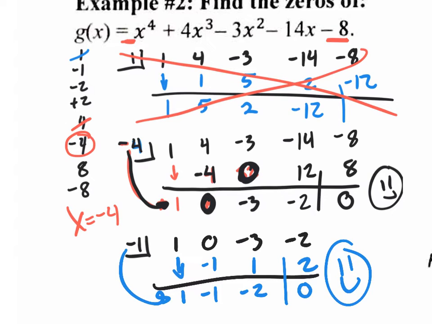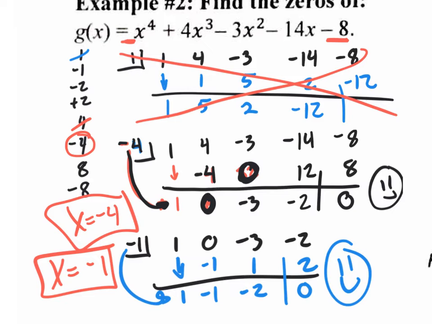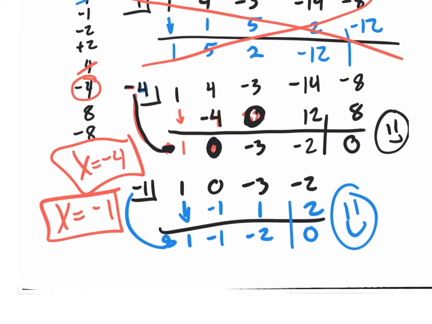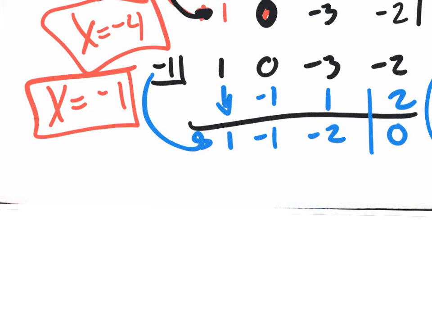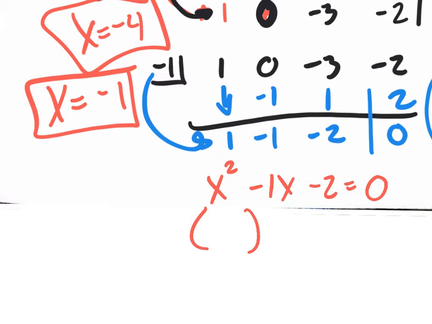So we also know that x doesn't only equal negative 4, it also equals negative 1. So now at this point, instead of continuing to test, since this is now a quadratic, I know quadratics. We factored all kinds of quadratics. Let's write it as a depressed polynomial. It's a quadratic. X squared minus 1x minus 2 equals 0, which means we could factor and then split it and solve.